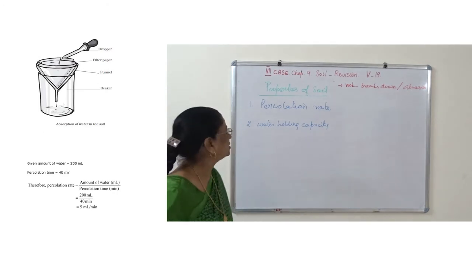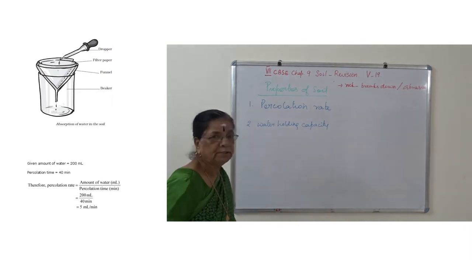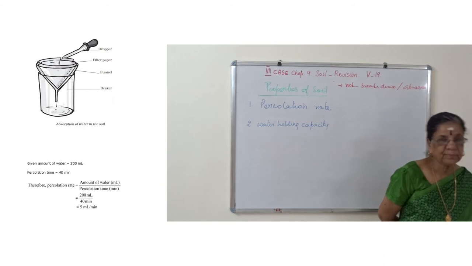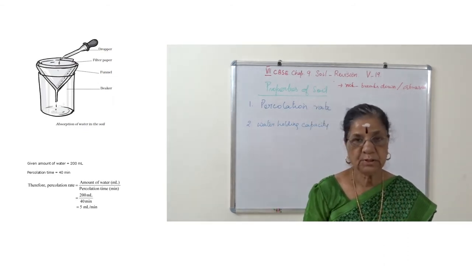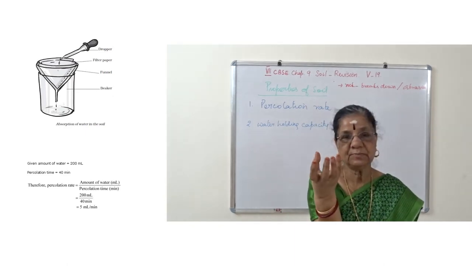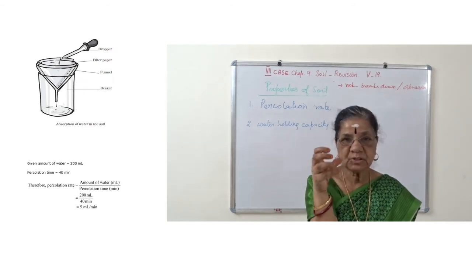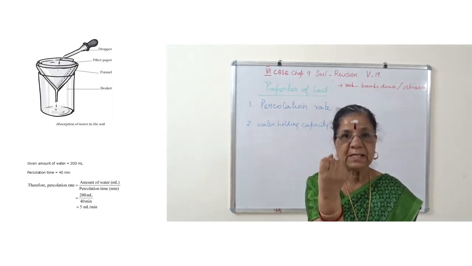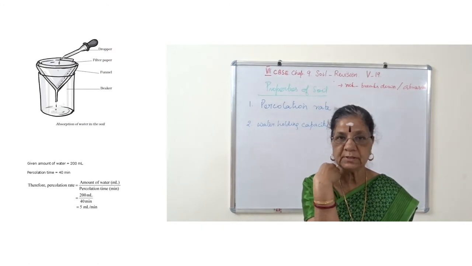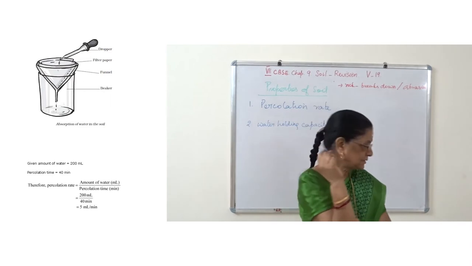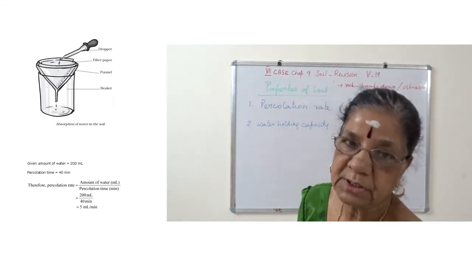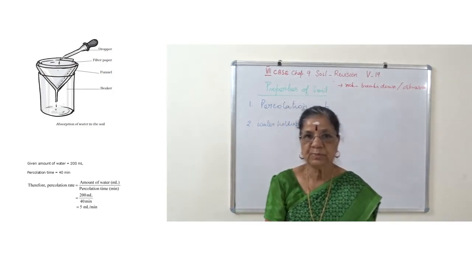Two important properties are percolation rate and water holding capacity. Suppose you take a beaker and put two handfuls of sand in the beaker and then add a glass tumbler of water. How much water it can hold is the water holding capacity. And this water holding capacity differs from soil to soil: sandy soil, clayey soil and loamy soil.